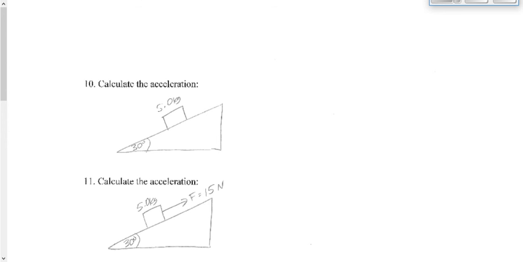You guys just got a copy of a worksheet on inclined planes. I'm going to ask you guys to work on questions 10 to 14 on that worksheet now, please.